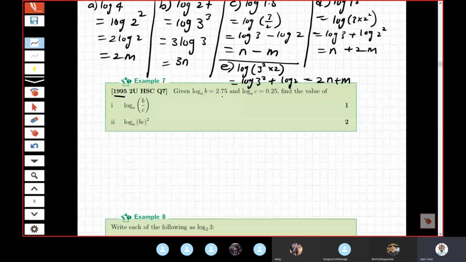Log B is 2.75. The way we read it, just so you know, log B sub base A equals 2.75. Log C sub base A equals, but they're all A's, so you can just ignore it for now. It will make your math look a lot nicer for the time being. So log B is 2.75, log C is 0.25. Find the value of log B on C. Well, that looks pretty easy. Log BC squared. That shouldn't be too hard either.